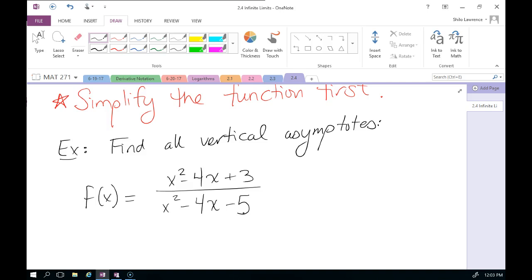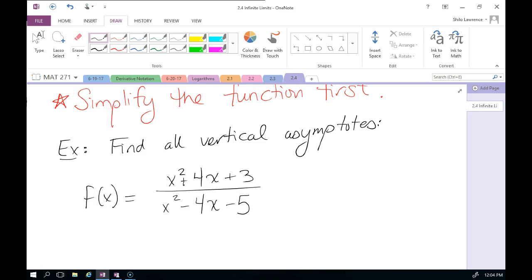I am going to change one thing on here. I'm going to change this to a plus. All right. So we've got f of x equals x squared plus 4x plus 3 over x squared minus 4x minus 5. We want to find all the vertical asymptotes, and we want to show our work. So we don't just want to plug this into y equals and try to do it from the graph. We want to actually show our work on how we do this.